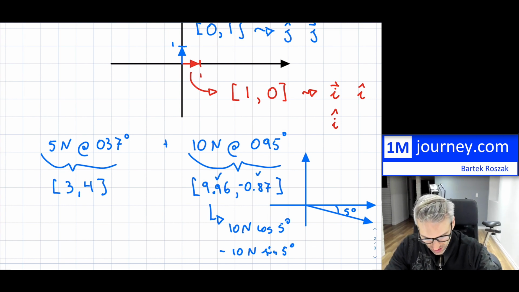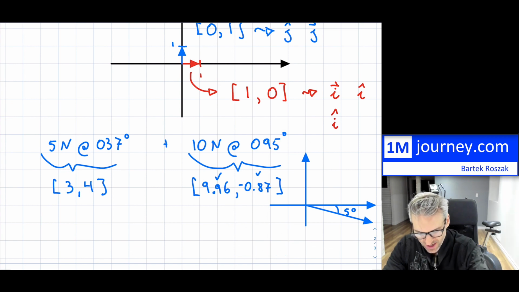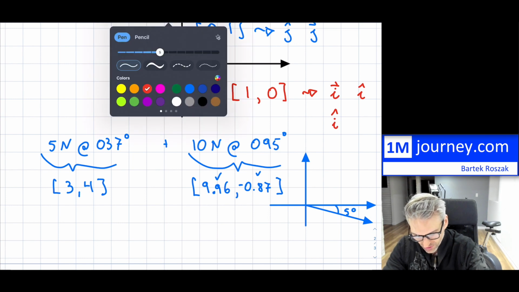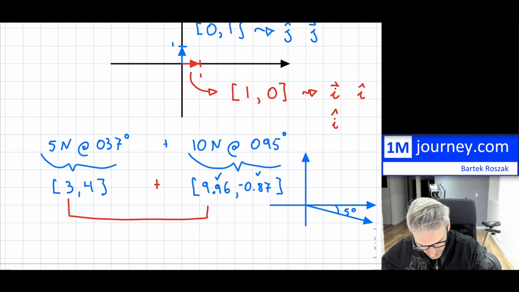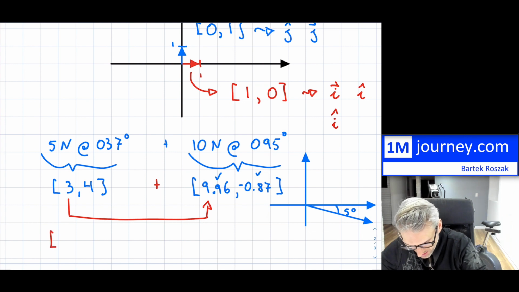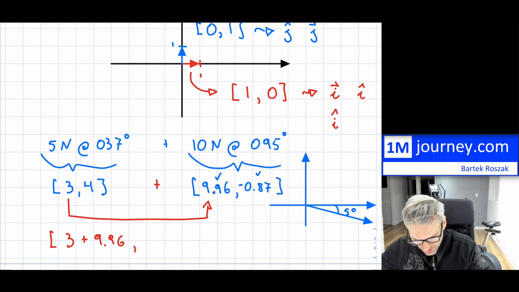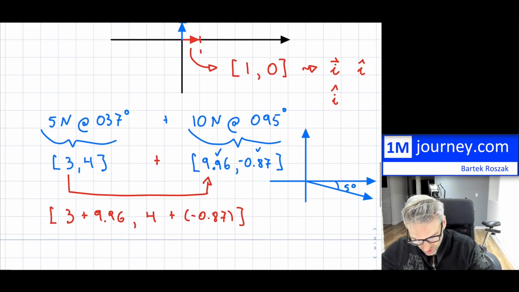Now, if it's in Cartesian representation, I'm going to just remove this, then the addition and subtraction is actually really simple, because you would do almost exactly the same thing in terms of adding and subtracting your actual components. Your x and your x come out together. So this is going to be 3 plus 9.96, comma. And then the second one is going to be 4 plus, I guess, negative 0.87. And that is your y component.